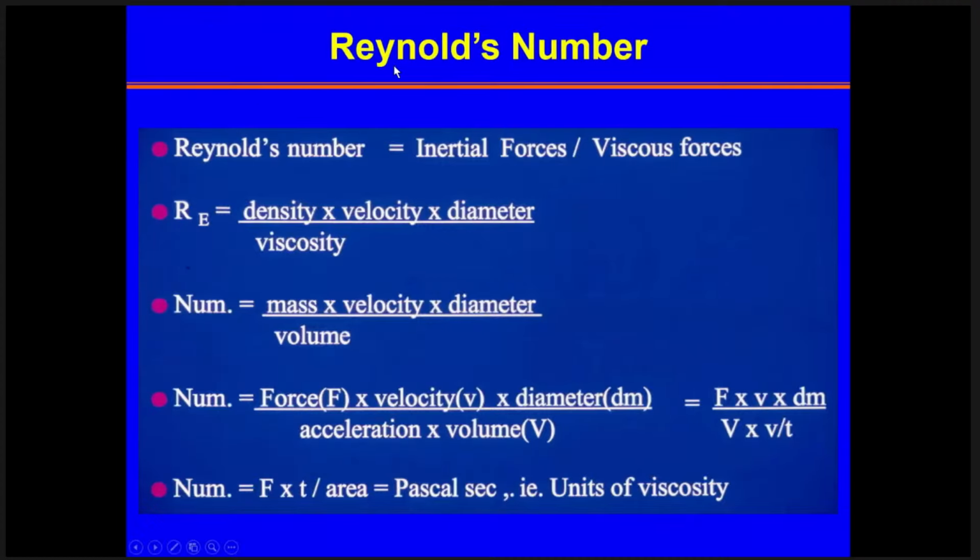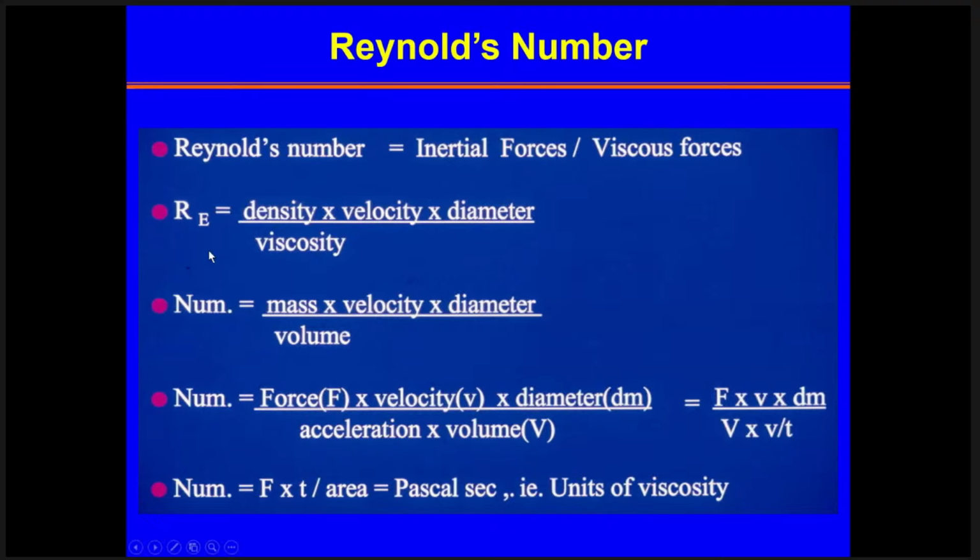Many times when you read about Reynolds number, this is a dimensionless number, meaning it has no units, and it's a balance between inertial forces and viscous forces. When the value of this number is less than 2000, flow is generally laminar. When it exceeds 3500, it is turbulent flow. In between, one refers to the flow as transitional flow.